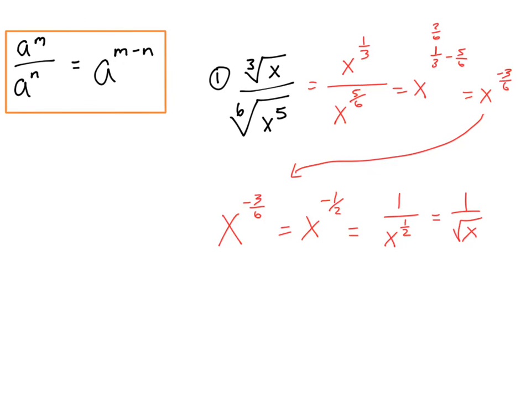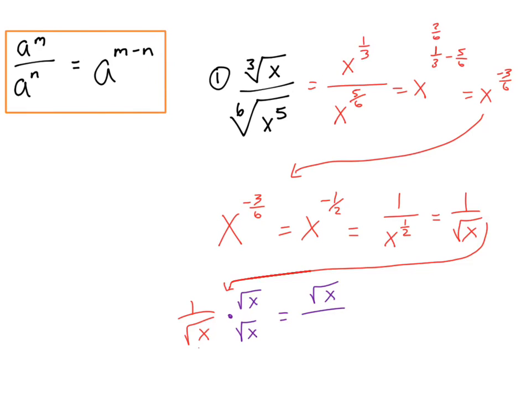But like we said before, we don't want radicals in our denominator, so we've got one more set of steps here. 1 over the square root of x means we're going to multiply by the square root of x over the square root of x in order to rationalize our denominator. So in this case, square root of x times square root of x is just x.